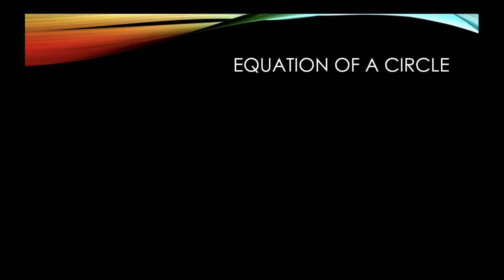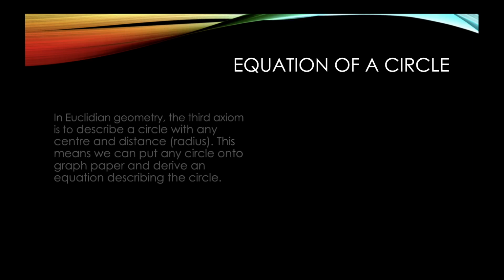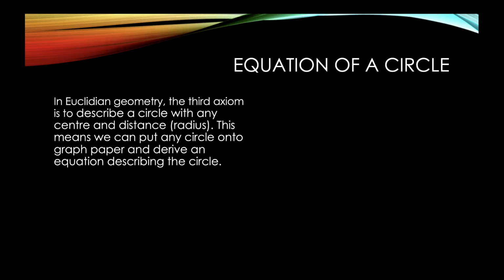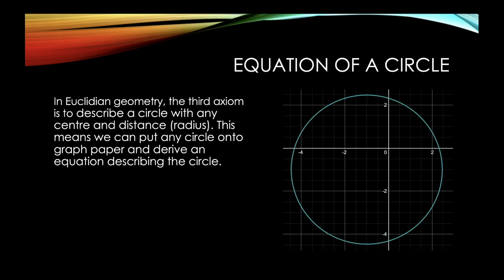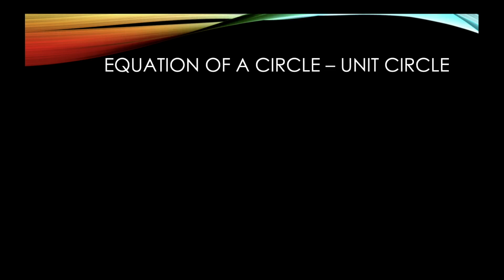Now we also look at an equation of a circle. In Euclidean geometry, the third axiom is to describe a circle with any center and radius on graph paper. That means you can put any circle onto this bit of graph paper and you can derive an equation that describes this circle. Let us start with the simplest case, which is a unit circle. What is a unit circle?